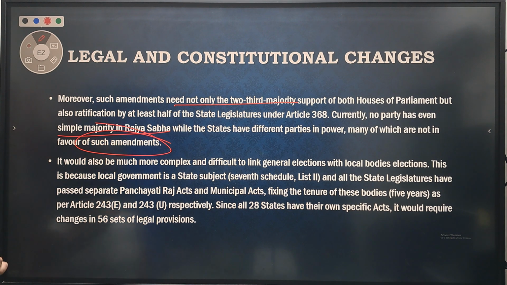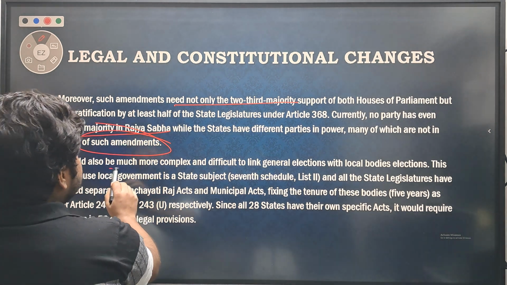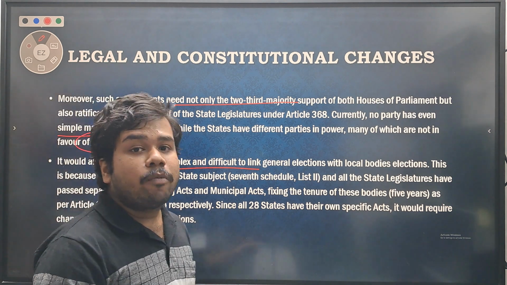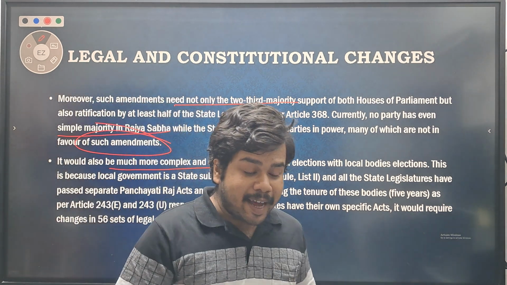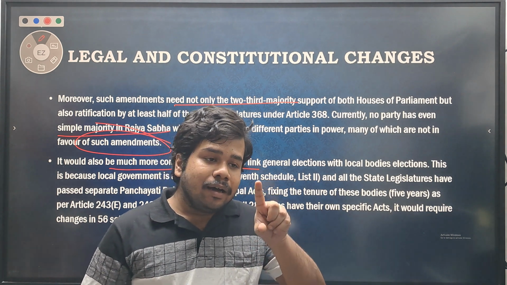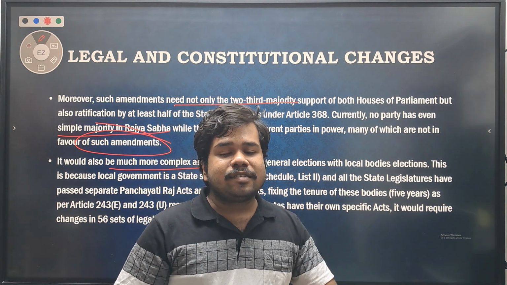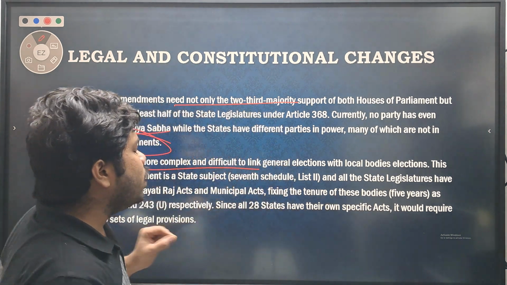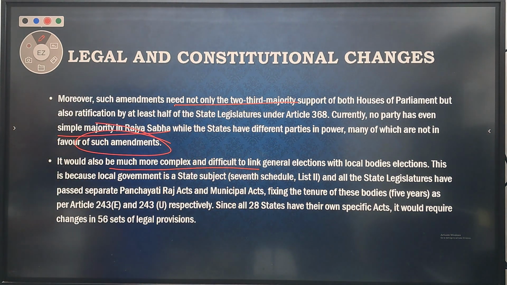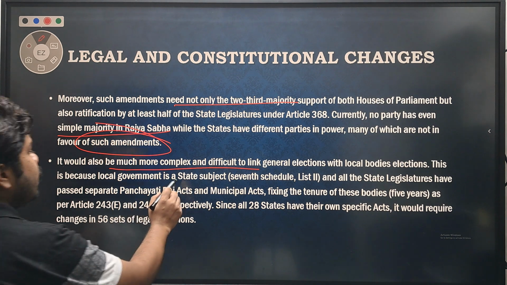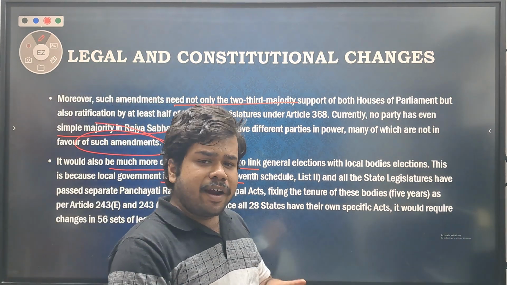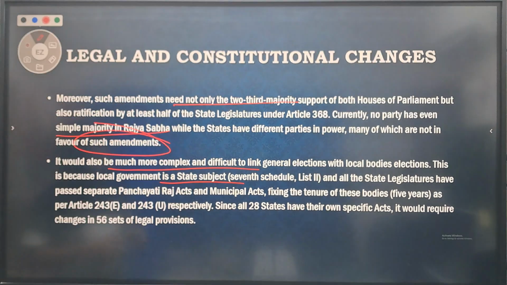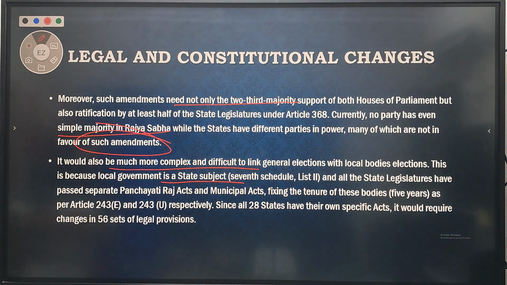It would also be much more complex and difficult to link general elections with local body elections. So if governments think that on the same day the general elections and the local body elections will be held, this is another issue again. This is because local government is a state subject, okay, and the state election commission is a different election commission than the central election commission, which conducts the local bodies election.